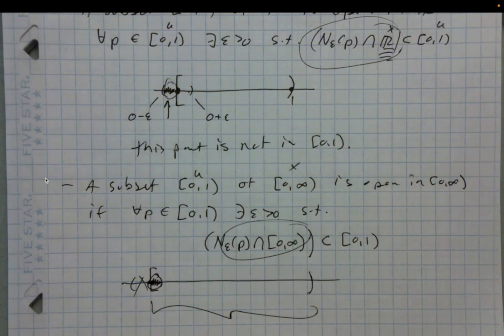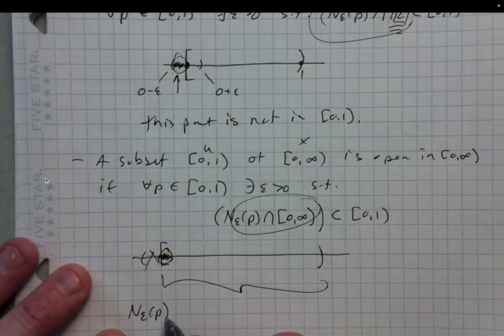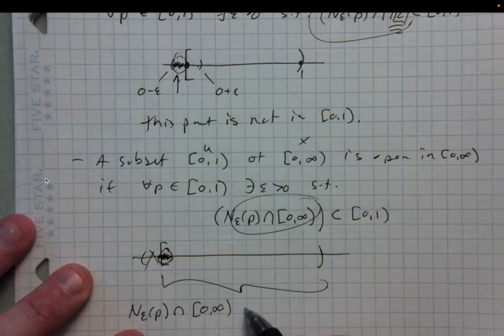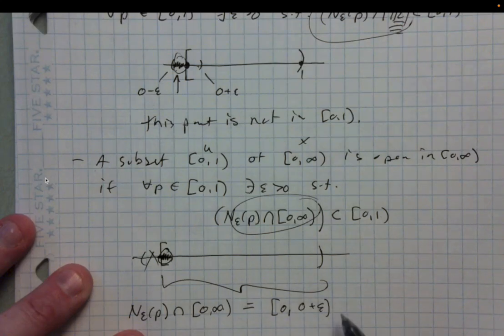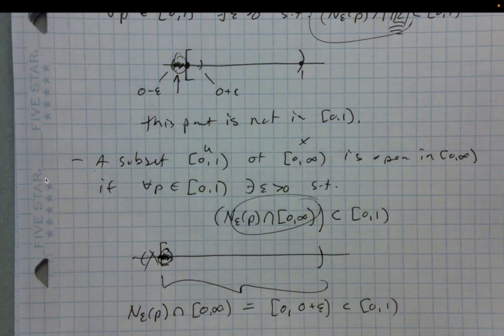Okay, so kind of a tricky idea. Down here you basically have that the epsilon neighborhood of p intersect 0 to infinity. The problematic part is this closed endpoint here. And the intersection there is just 0 to 0 plus epsilon. And that is certainly inside of 0 to 1. Okay, so that's the tricky part that makes this example difficult to understand, and also interesting.